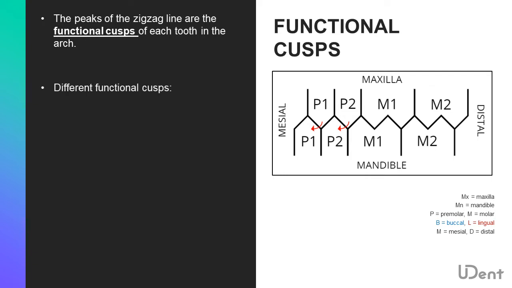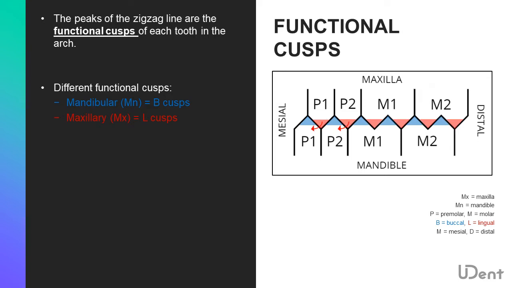It's important to keep the functional cusp in mind when we're looking at each arch, because the functional cusps of the mandibular and the maxillary arch are not the same. They are different. For the mandibular arch, the functional cusps are the buccal cusps. For the maxillary arch, the functional cusps are the lingual cusps.